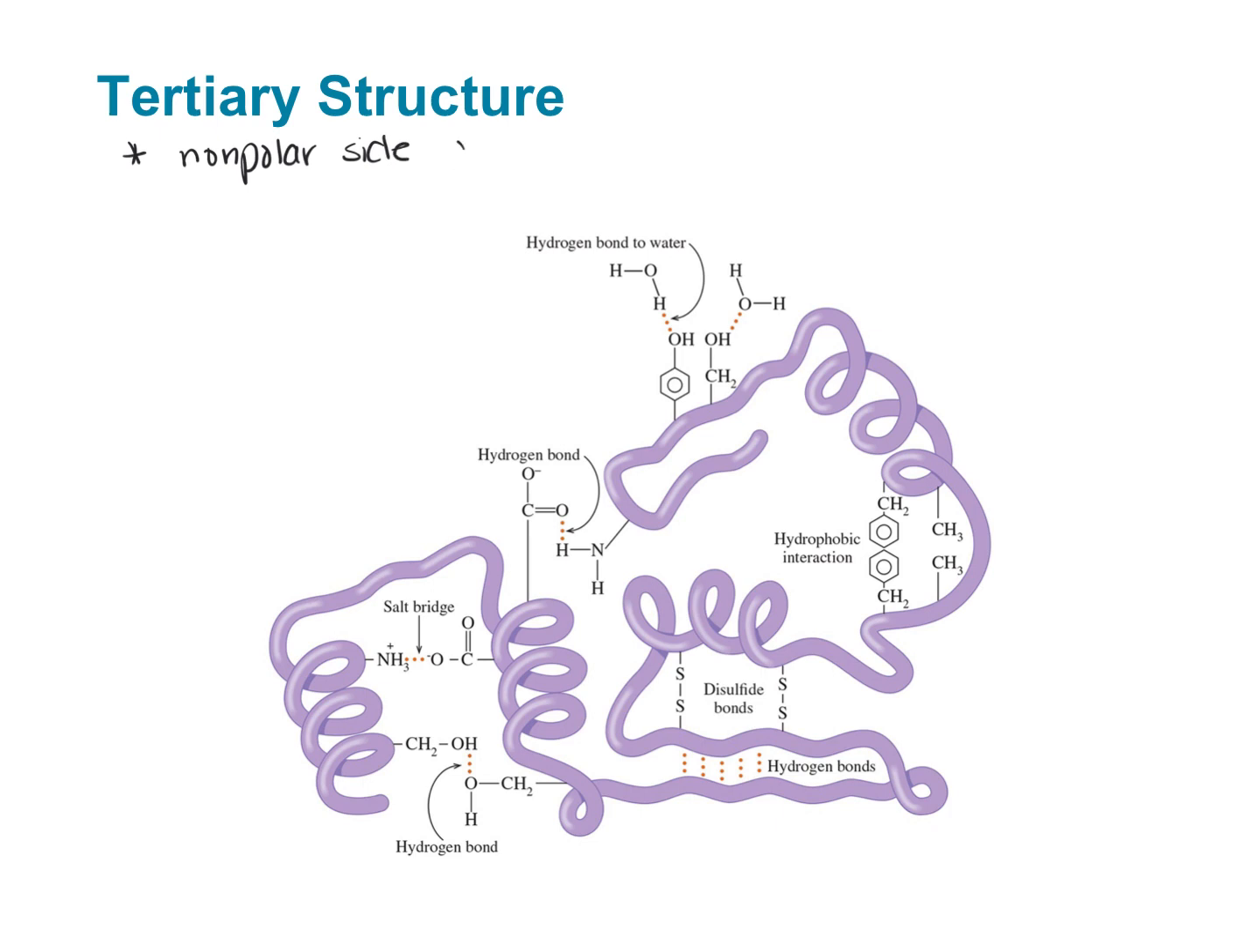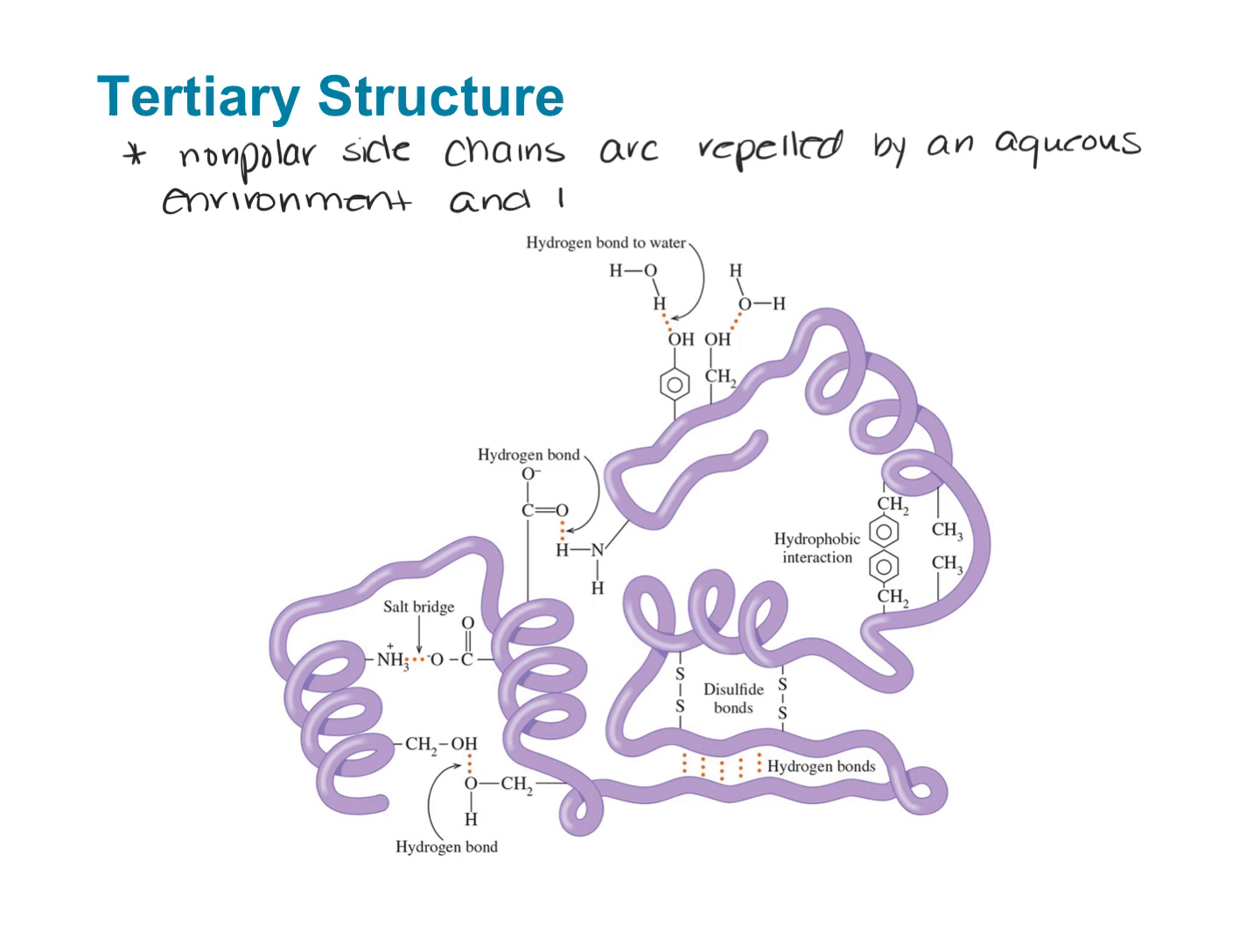side chains are repelled by an aqueous environment and turn toward the interior of the protein. Okay. Now, polar side chains are attracted to aqueous surroundings and appear on the surface.